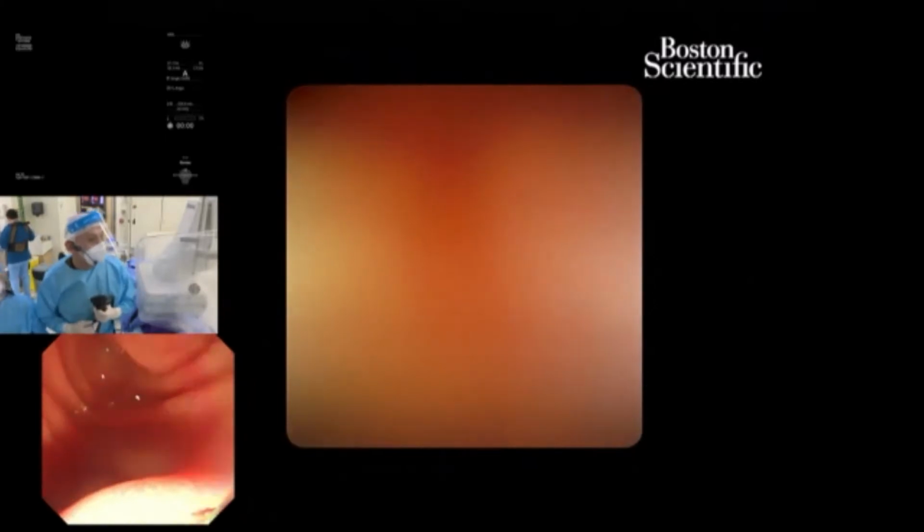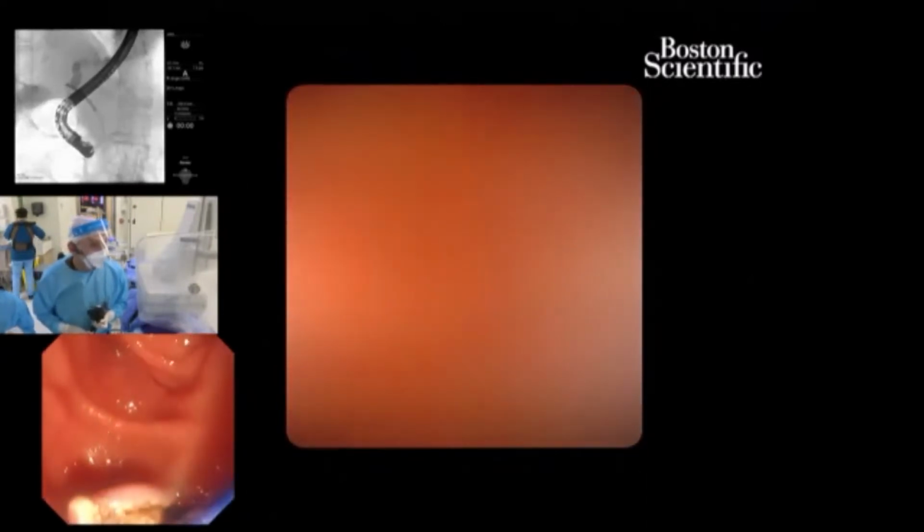So now I'm struggling to get a good view. I'm going to check my scope position. I'm probably facing the wall a little bit. Anthony, what do you use for flushing, for everybody to know? Do you use normal saline? Yeah, it's saline inside the scope, with a flushing pump.